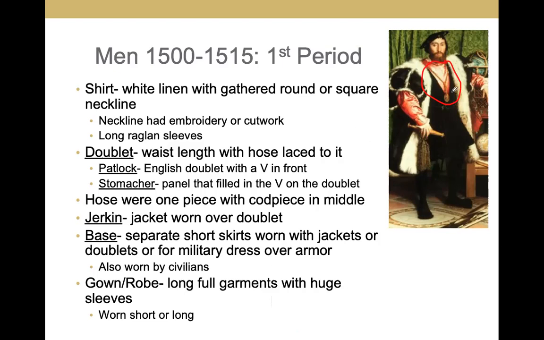Over the doublet, they would wear a jacket. And then on the bottom, they were wearing a kind of skirt that was called a base. The base originated as a military item, and then it became worn by civilians. Over all of that, they would wear a gown or a robe.